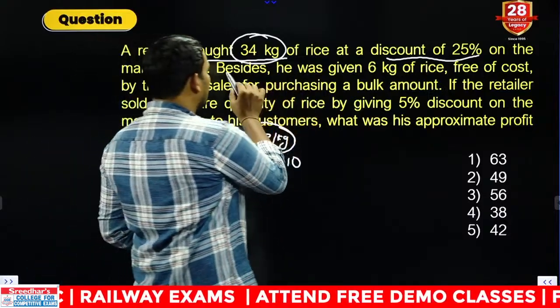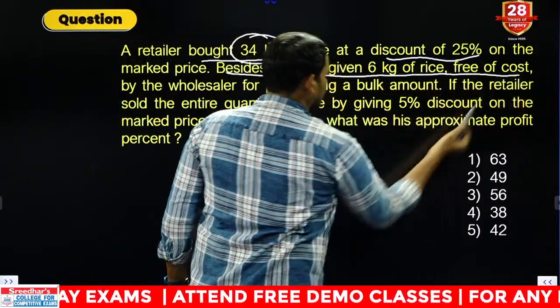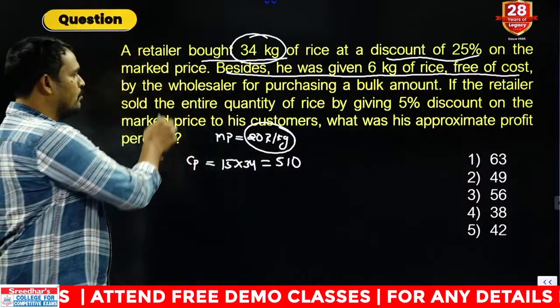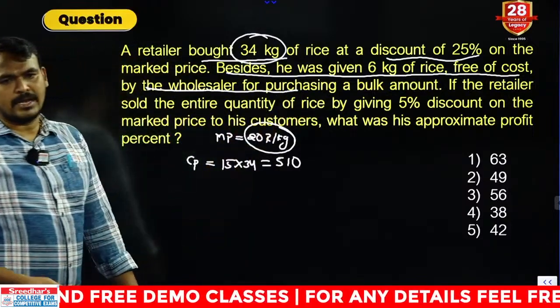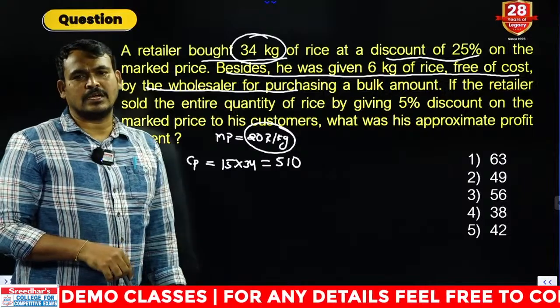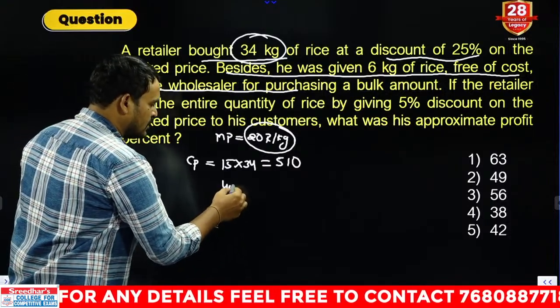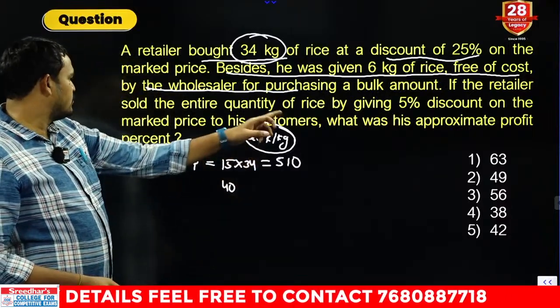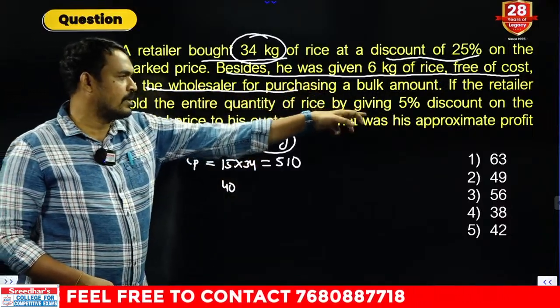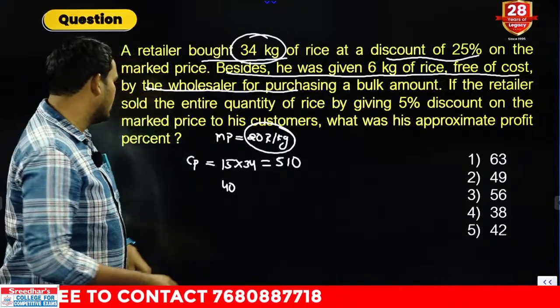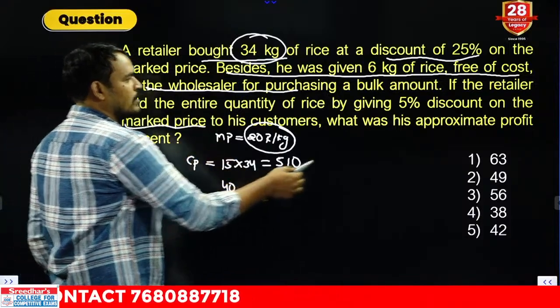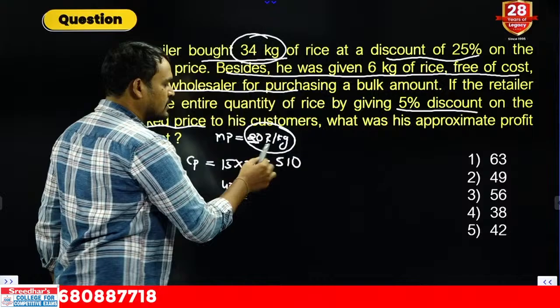But besides that, he was given 6 kgs of rice free of cost by the wholesaler for purchasing a bulk amount. Means he received how many kgs? 34 plus 6, total 40 kgs. If the retailer sold the entire quantity of rice by giving a 5% discount, on which price? The market price. What is the market price here? 20.